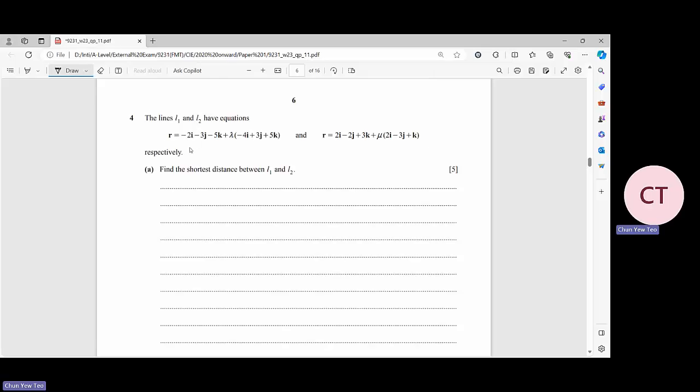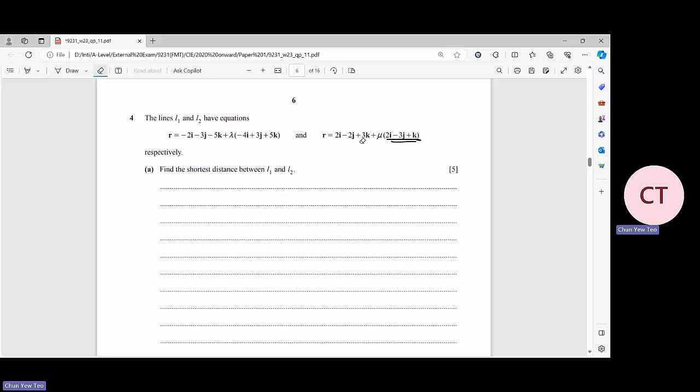Take a look at question number 4. Vector. So the lines L1 and L2 have equations given as follows, respectively. Find the shortest distance between L1 and L2. So over here, actually, you can just apply the formula directly. But in order to get the shortest distance between two lines, first of all, we need to check they are not parallel. So they are not parallel, then they must be skew.